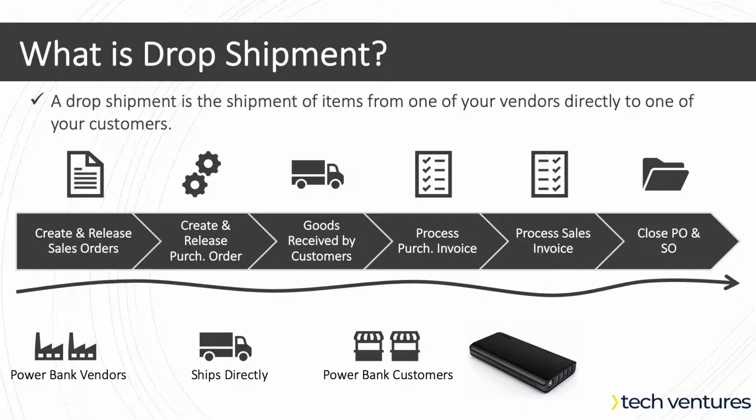And as soon as you receive your purchase order, your sales order is automatically received. After that, you can process your purchase invoice and sales invoice. So there's no specific order, you don't have to do the purchase invoice first and then the sales invoice. You can do any of them, and then finally you can close them. And this is how the process goes on. So let's look at how it works in Business Central.